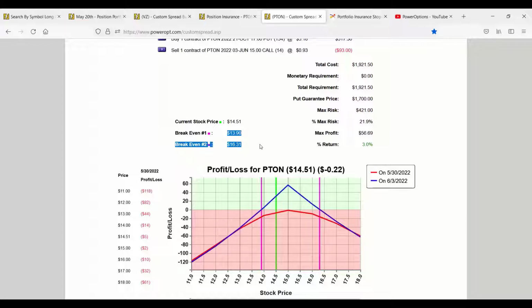Yeah, it's a wide break-even window considering it's a $15, $14.50 stock. So $16.30, up $1.80. That's a pretty big move for this stock. It's well above 10%. But by selling the call, if it stays below 15, that's great. But if it moves up, and remember, he thought it had a chance to have a sudden move, you've not only capped the upside, but you've given yourself two ways to lose.